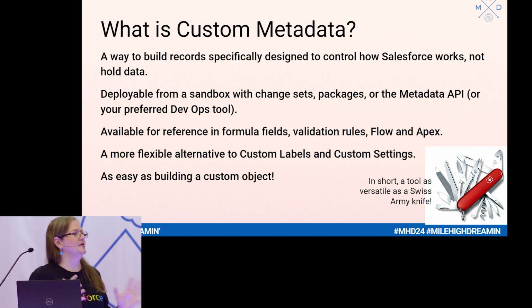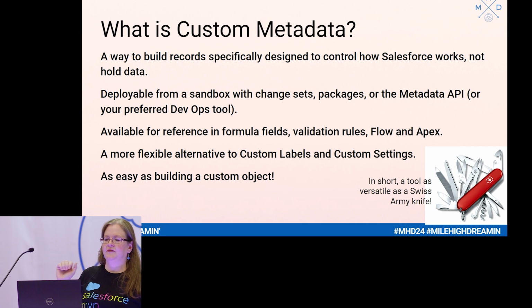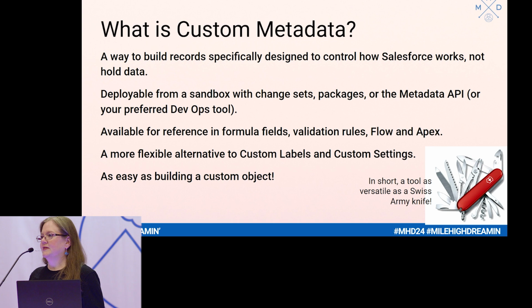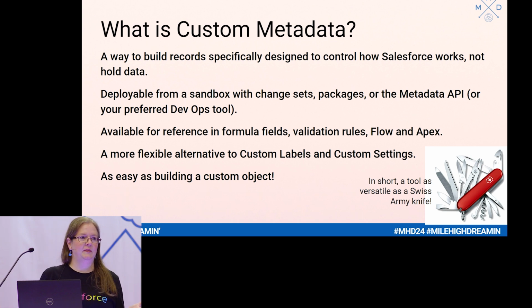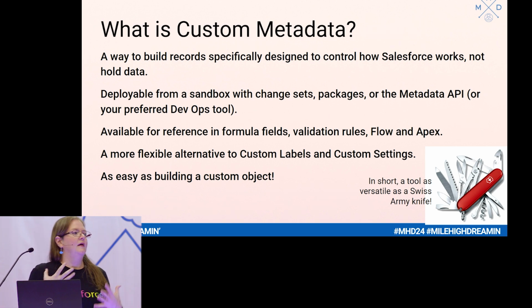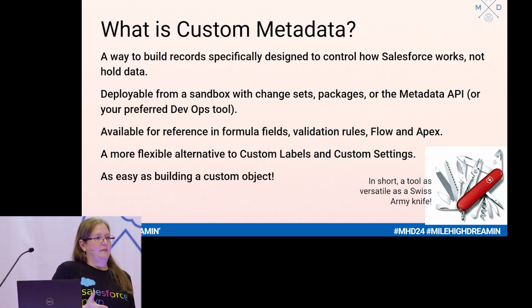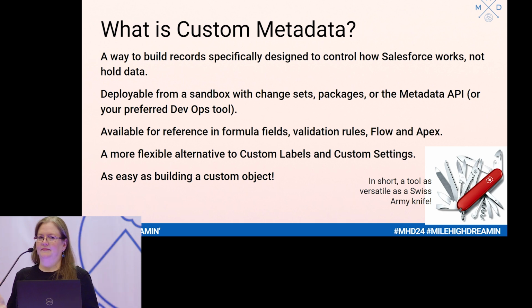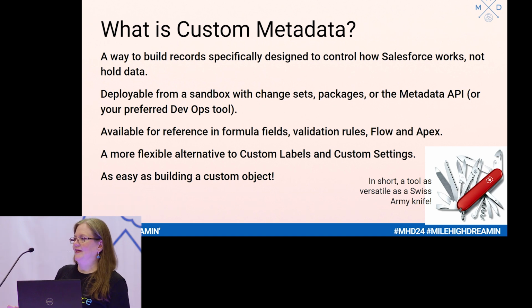You can use it in a bunch of places. So if you've got formula fields, validation rules, flows, Apex code, all of these can reference custom metadata, and you can use it across all of these kinds of automations and formula field shortcuts type things. How many of you have used a custom label or a custom setting? How many of you like them? Okay, there's a couple hands up. So custom metadata is like the cooler older brother to those two.